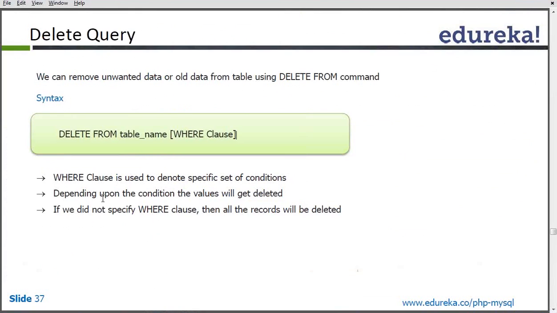So here is the syntax explanation. The where clause is used to denote a specific set of conditions. We can give some conditions on which we want to delete. Depending upon the conditions, the values will get deleted. Only those rows will be deleted for which the condition is satisfied. If we do not specify the where clause, then all the records will be deleted. I have already explained this. So be very careful while using the delete query.